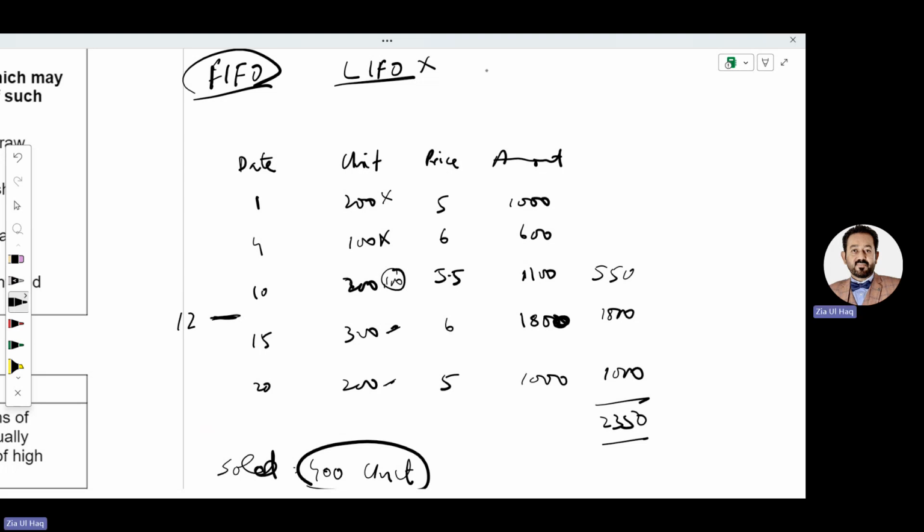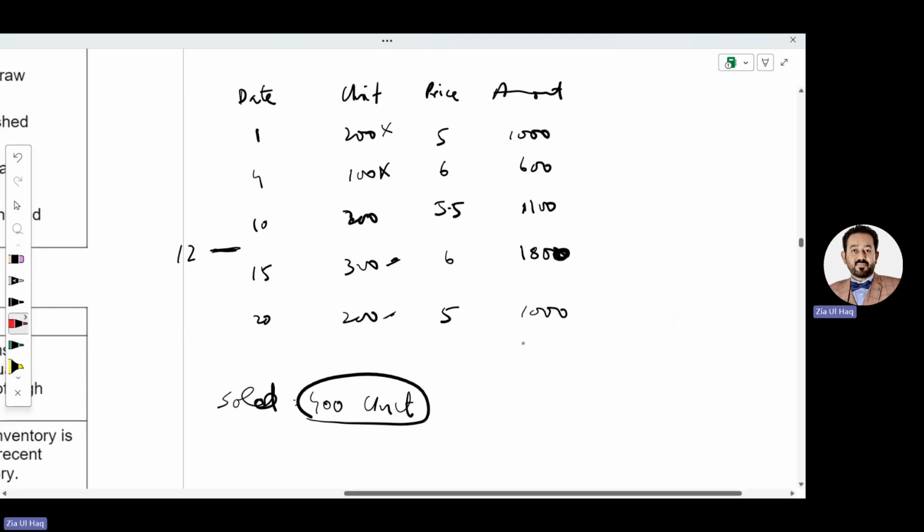Now move towards one other method called AVCO method. AVCO stands for average cost. FIFO stands for first in, first out. LIFO stands for last in, first out. What is AVCO method? We need to calculate the closing inventory figure. They bought this inventory on these dates, and they sold 400 units. How will we calculate closing inventory? We will add this total and the number of units. What's the total of amounts?